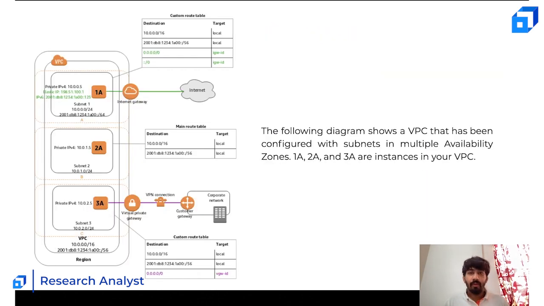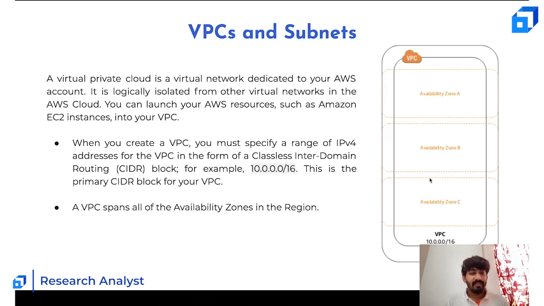Coming to the next point, the following diagram shows a VPC that has been configured with subnets in multiple availability zones. Over here you can see 1A, 2A, and 3A are instances in the VPC. And one more thing you have to know is, as I told you here, let's consider this is the same VPC.